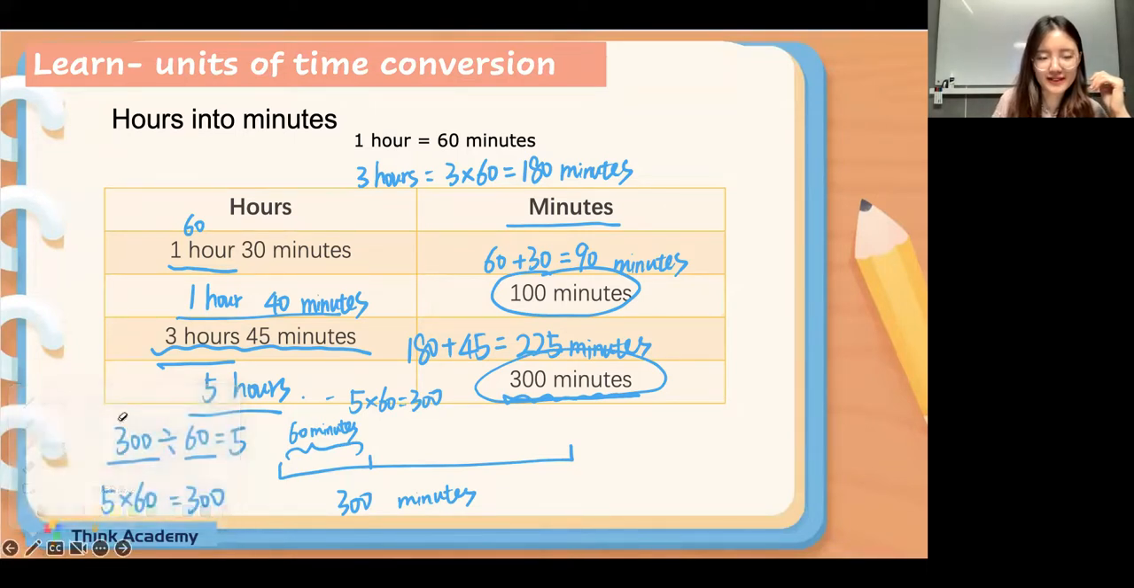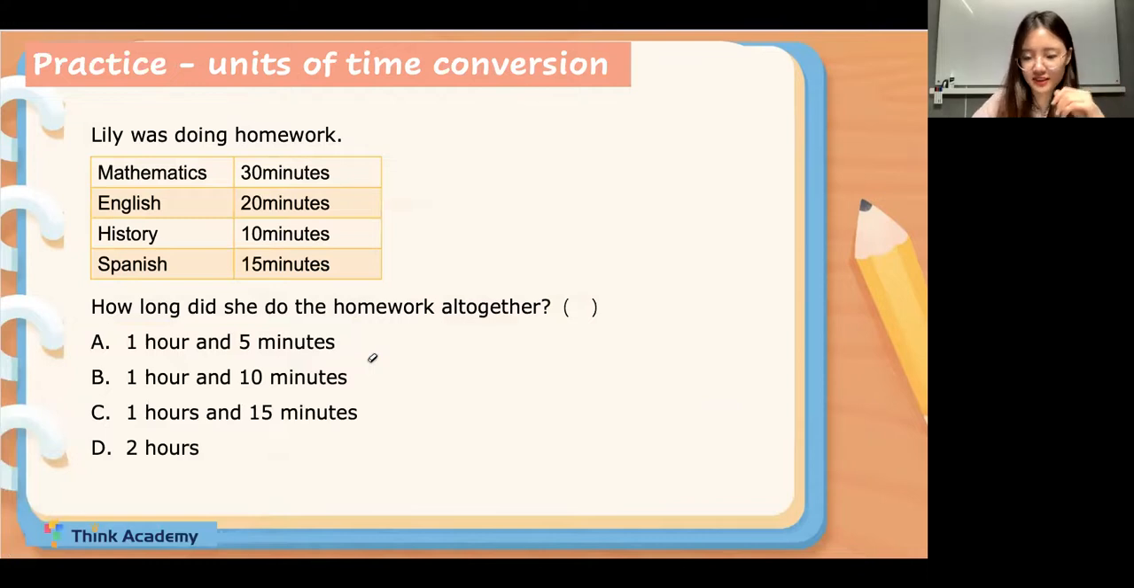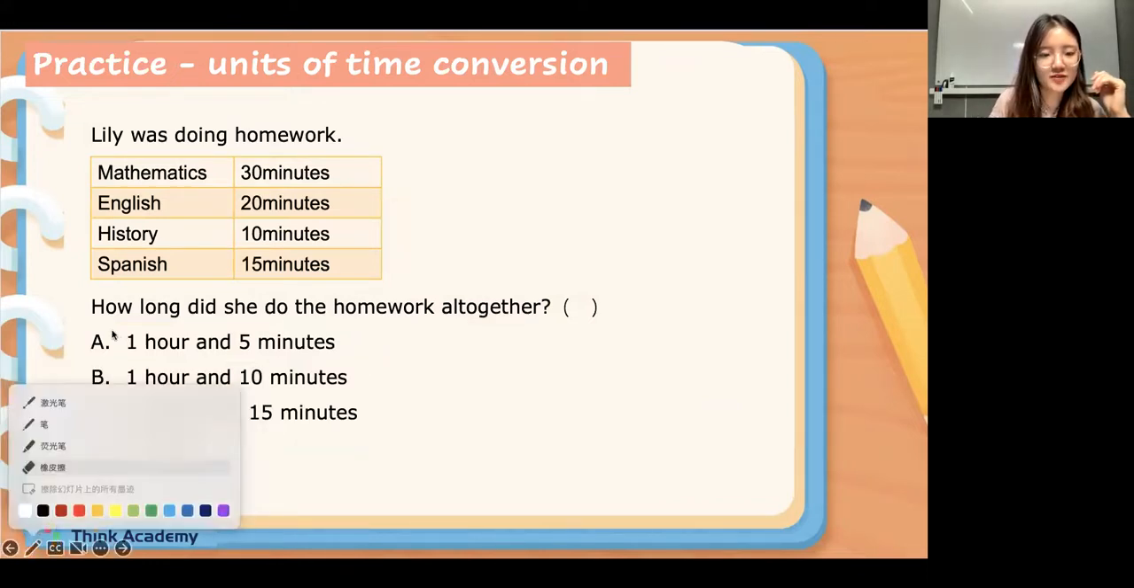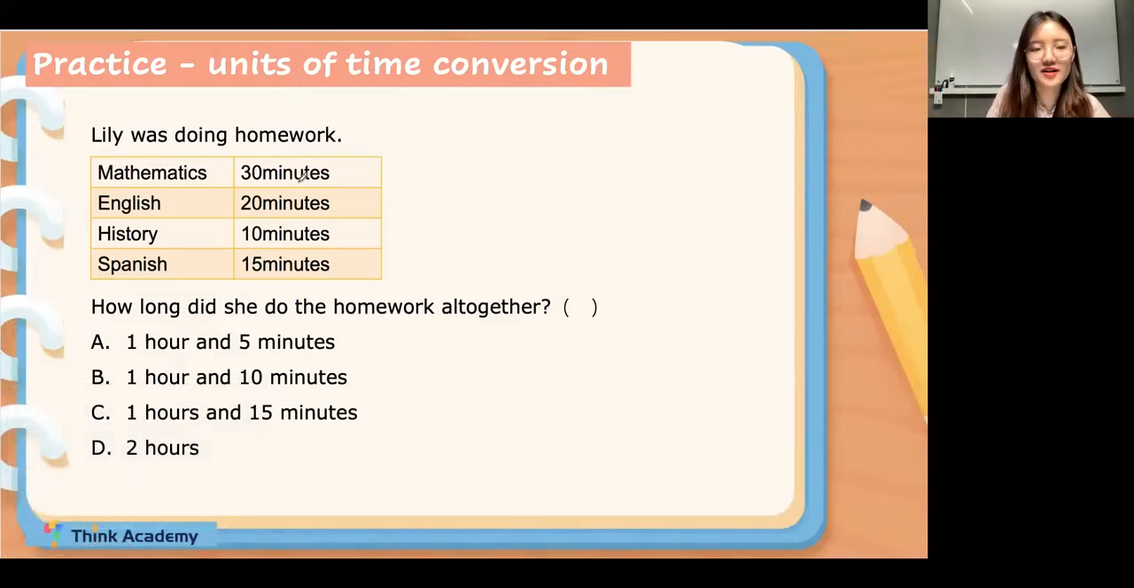Okay. Just one more practice, and it will make it much more clear. For this question, we can use the same method. Lily was doing the homework, and for mathematics, it took Lily 30 minutes to do it. For English, Lily spent 20 minutes. For history, there are 10 minutes. For Spanish, there are 15 minutes. Okay, then everyone, my question is, how long did she do the homework for, in minutes? How many minutes here?